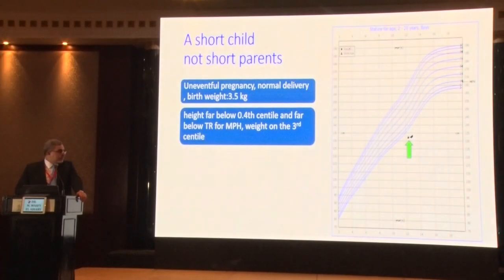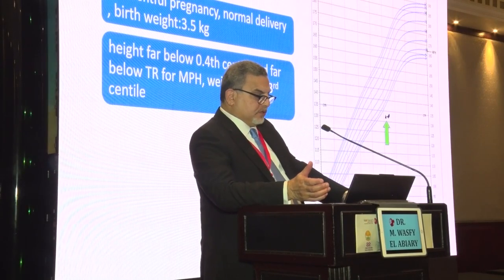Another child, short stature, not short parents, as we see. Uneventful pregnancy, normal delivery, birth weight 3.5 kilograms, height far below the 0.4 centile, and far below the target range for mid-parental height. Weight on the third centile. Again, this is another idiopathic short stature.